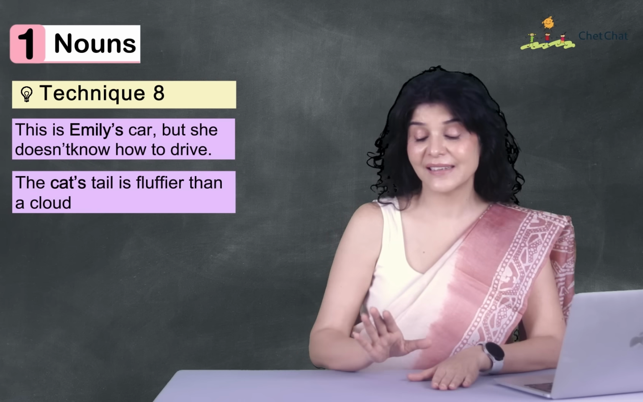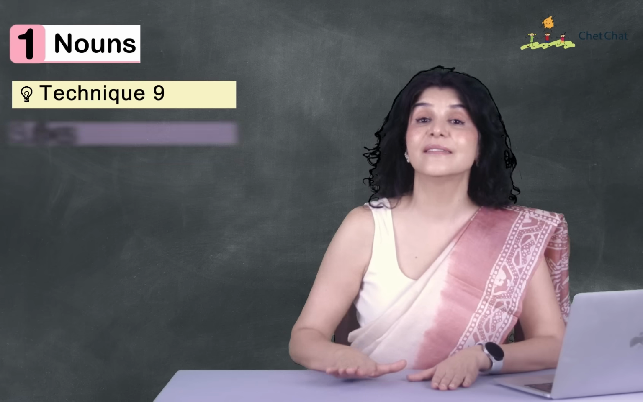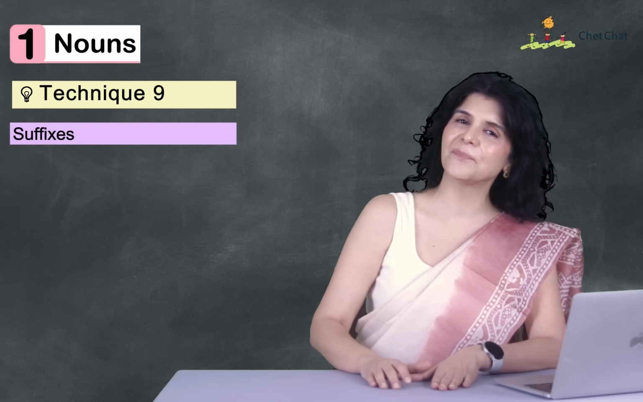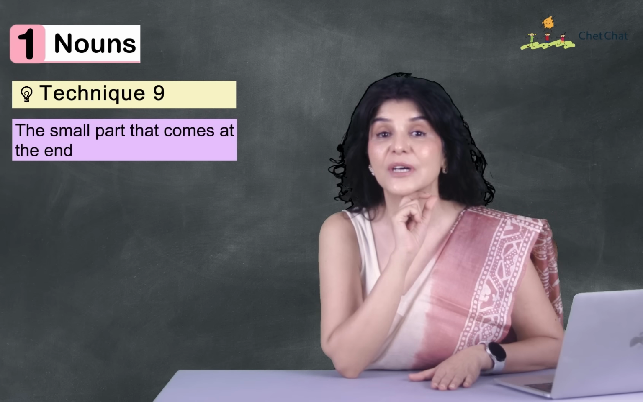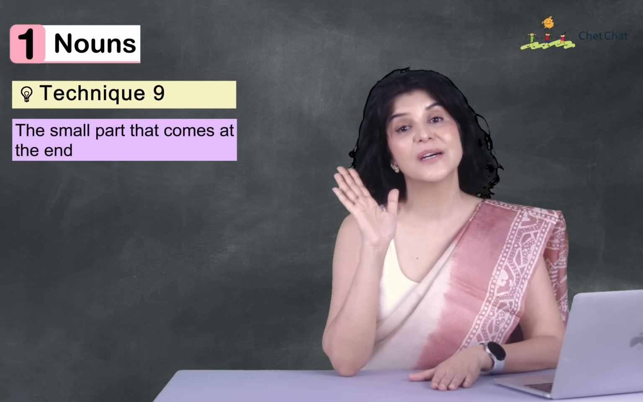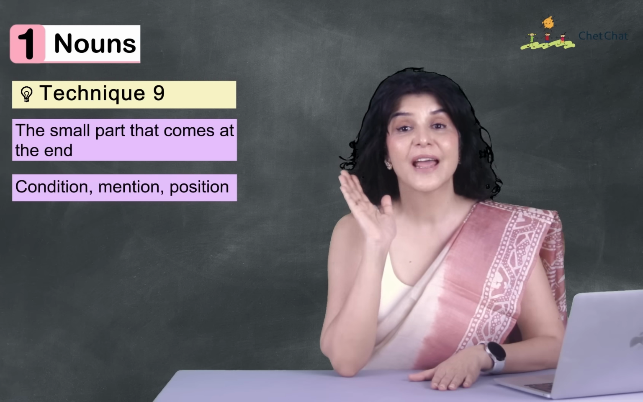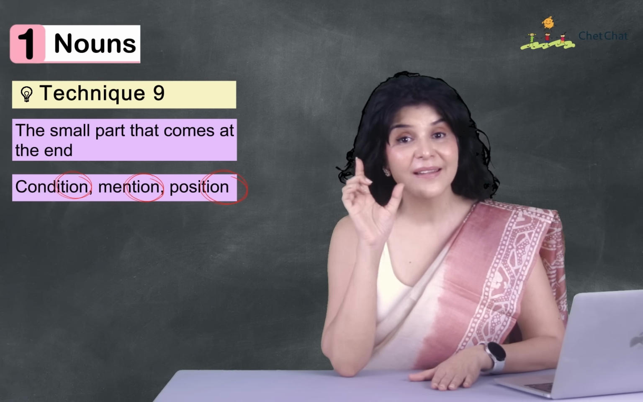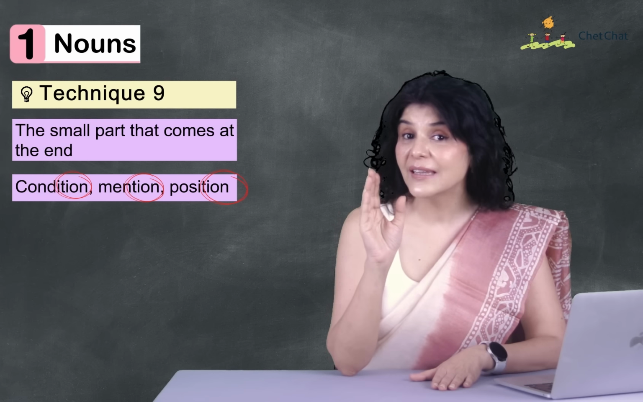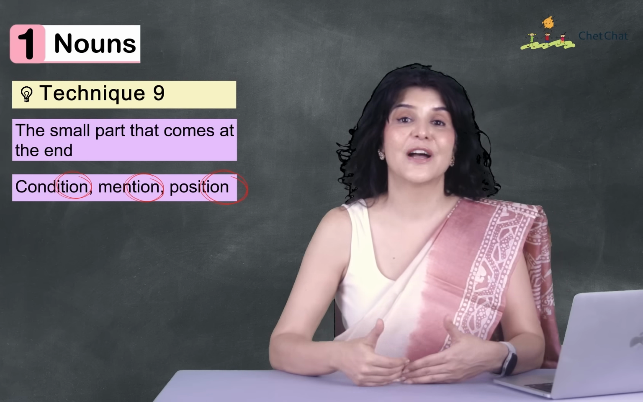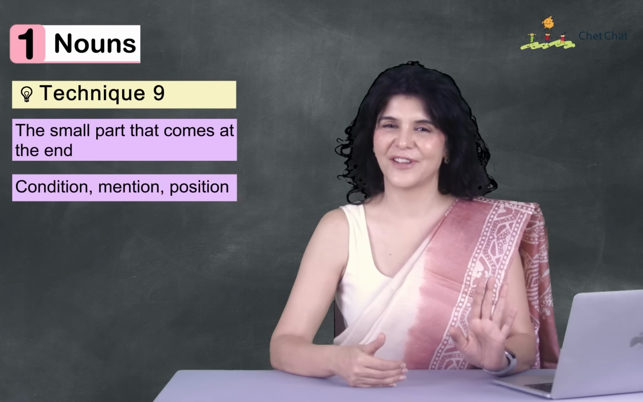And the final one, technique number 9, is suffixes. What is a suffix? It is that small part that comes at the end of a word. Example, in the words condition, mention and position, tion is the suffix. Now these are your clues. When you look at these, we're able to identify parts of speech quite effectively.